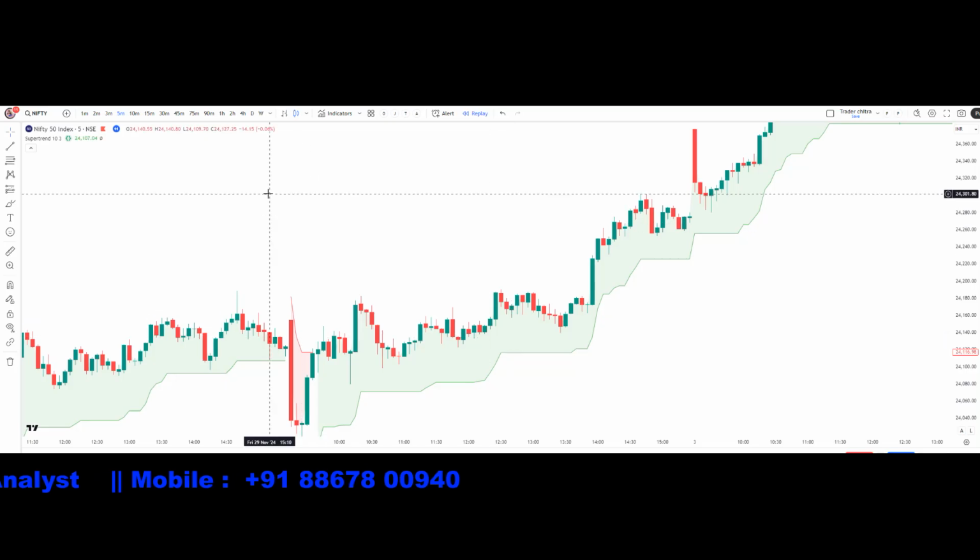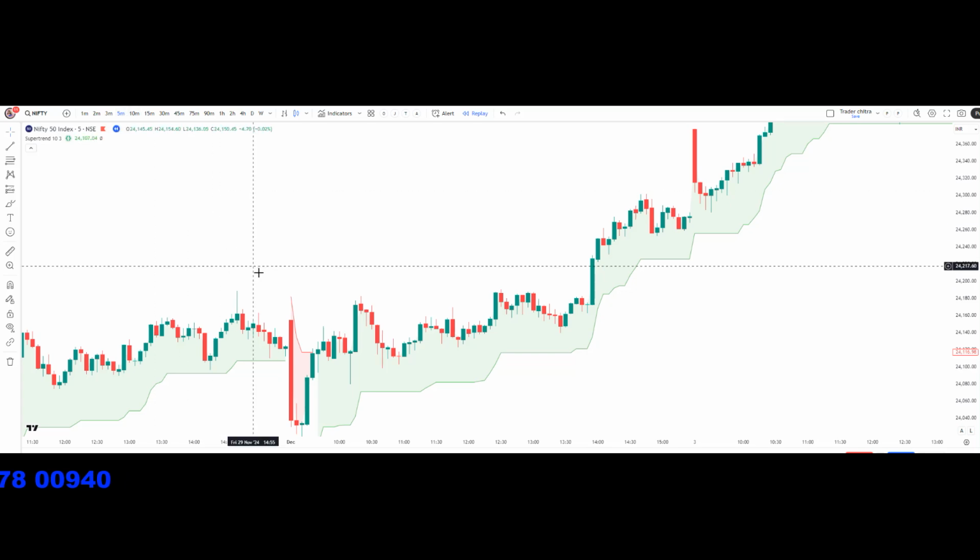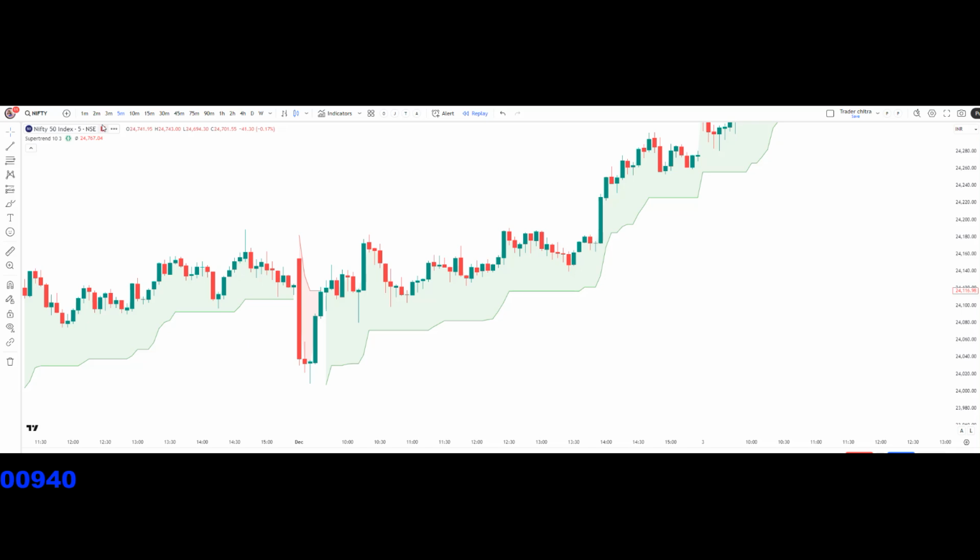So this is the Nifty chart. I have taken the 5 minutes time frame. You can select any time frame, depending upon which type of trader you are. But in order to get good clarity, you can choose 5 minutes or even 3 minutes, 15 minutes. You can also go for a higher time frame, and you can choose even a 1 hour time frame. Here I have selected the 5 minutes time frame.